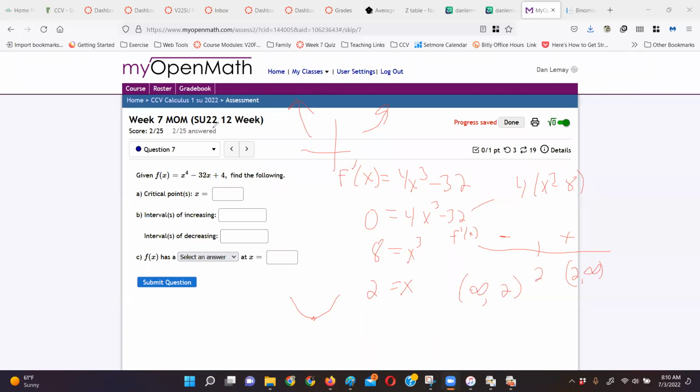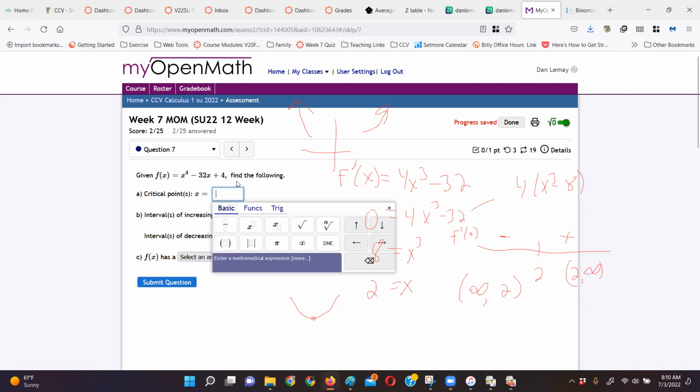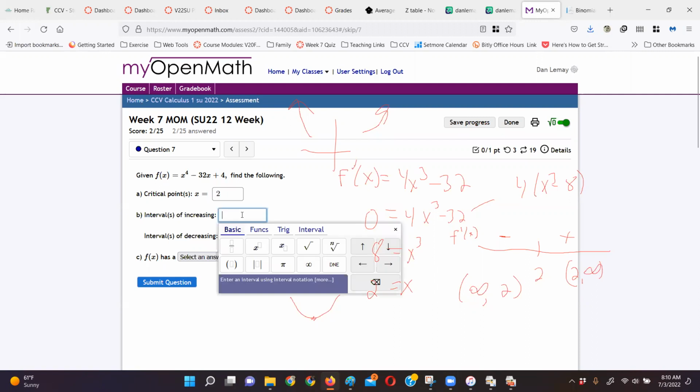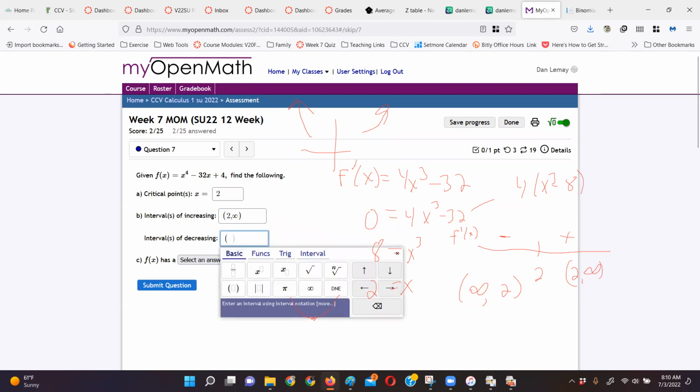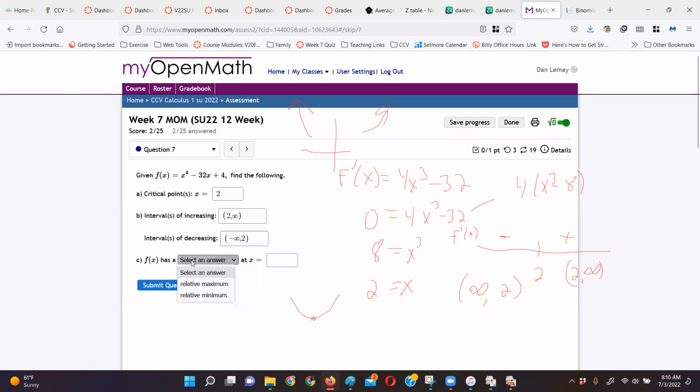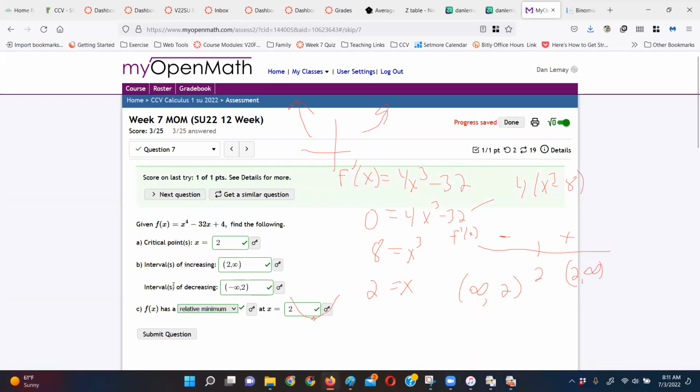So let's see if I can get this right. The critical point is at x equals 2. It's not looking for an ordered pair. We know it's increasing from 2 to infinity, decreasing from negative infinity to 2, and it has a minimum at x equals 2. I almost didn't put that in. Let's see. Does it like it? Oh, yes.